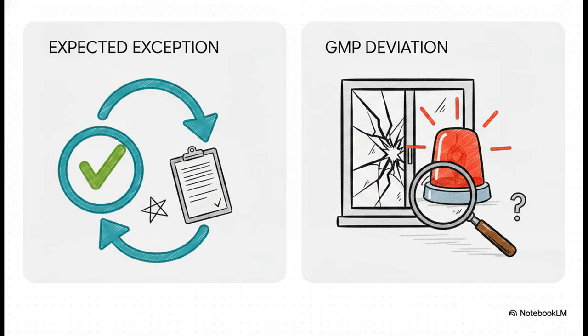An expected exception is just a foreseeable event with a predefined approved handling path. Think of a documented reweigh when a tare gets disturbed, right? You capture the reason, you close it in line, done. A GMP deviation, on the other hand, is a broken window. It's an unplanned departure where the impact on product quality is entirely unknown. That legally requires an investigation, a root cause analysis, and potentially a CAPA.